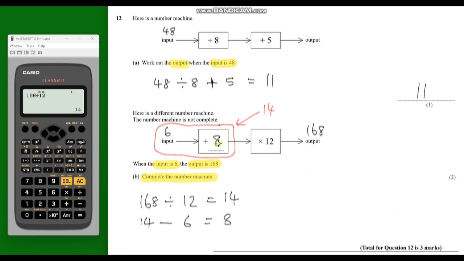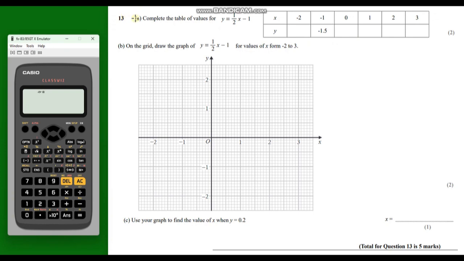So we just need to put 8 into the box. Question 13. Complete the table of values for y equals a half x minus 1. Now, when you've been asked to complete a table of values, there is a tool on your calculator that will enable you to do that.